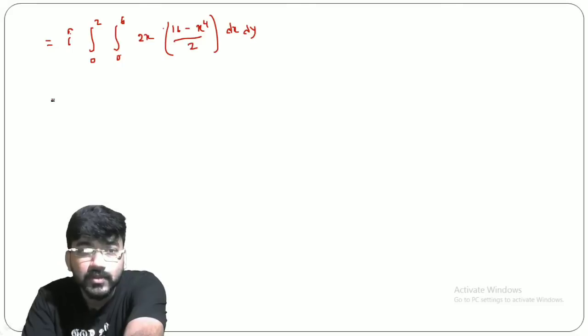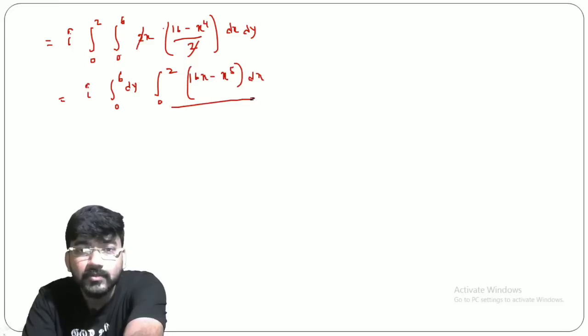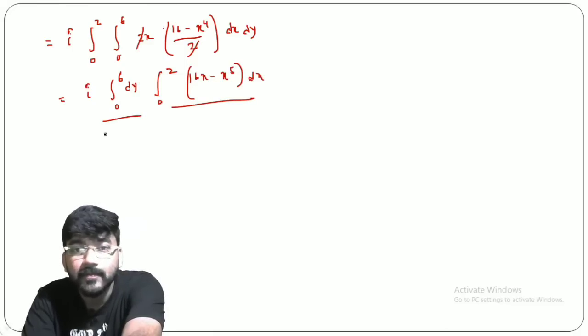So only this term I can do. So it will be i cap, and this is the limit for x. Okay, so the limit for y is this, so it will be simply 0 to 6 dy, and for x it will be 0 to 2, and this 2 will be cancelled out, so it will be 16x minus x to the power 5 dx. So you have to integrate this with respect to x and this with respect to y.